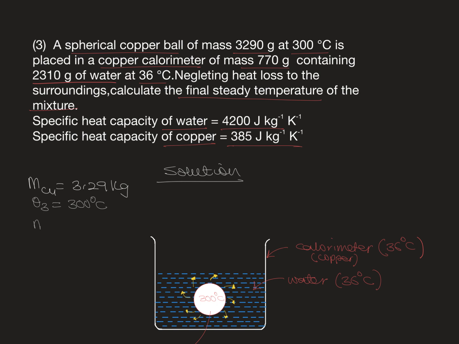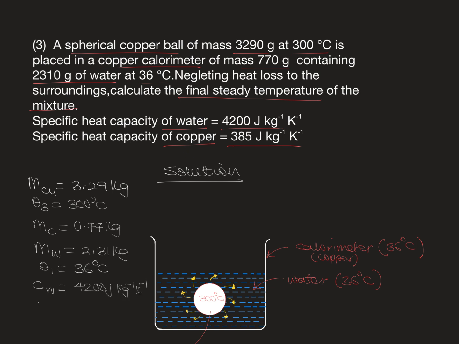The mass of the calorimeter, let's call it MC, is 770 grams. So that is 0.77 kilograms. The mass of the water is 2,310 grams. So that is 2.31 kilograms. The initial temperature for the water and the calorimeter will be theta 1, and that is 36 degrees Celsius. We are given the specific heat capacity of water as 4,200 joules per kilogram per Kelvin.